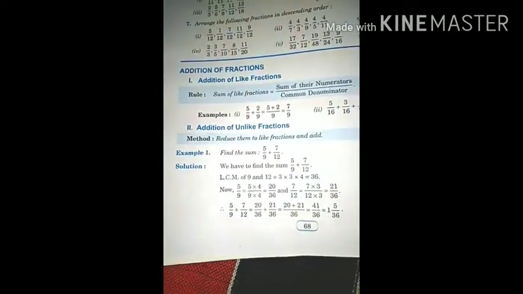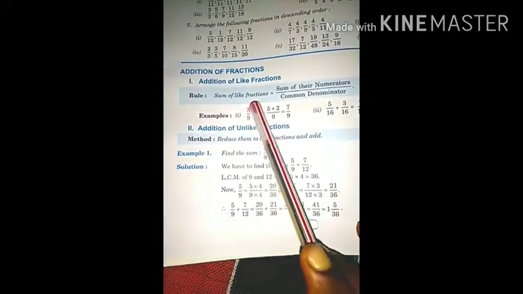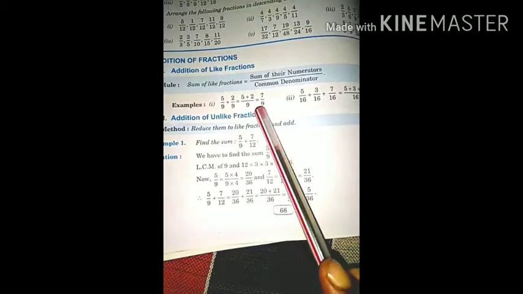Addition of like fractions. The sum of like fractions is the sum of their numerators over the common denominator. 5 by 9 plus 2 by 9. Their common denominator is 9. Now take the sum of the numerators, 5 plus 2, that is 7 by 9.